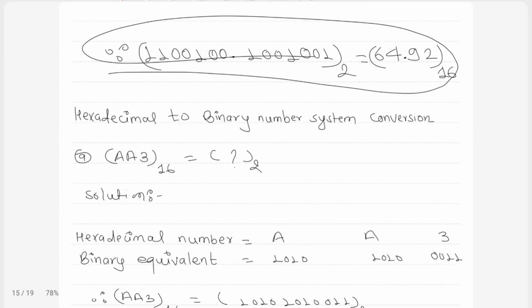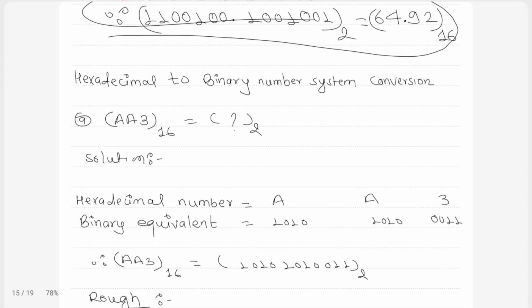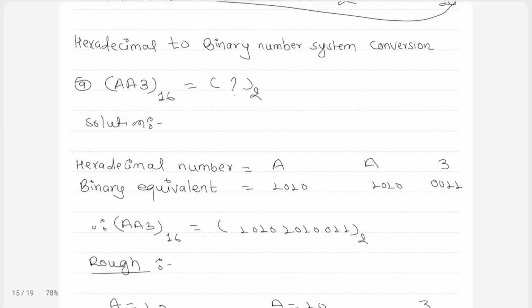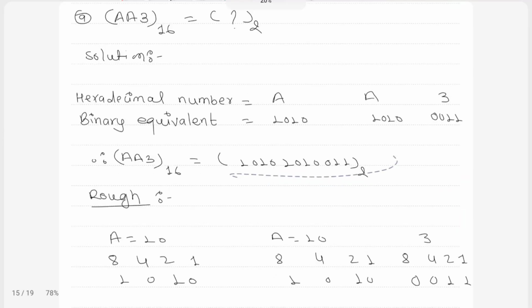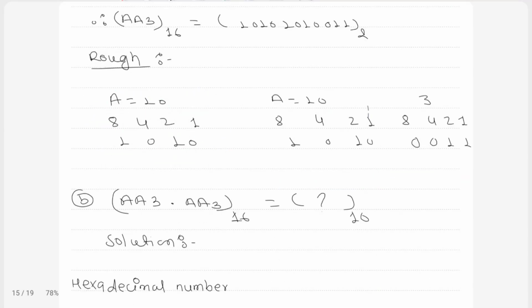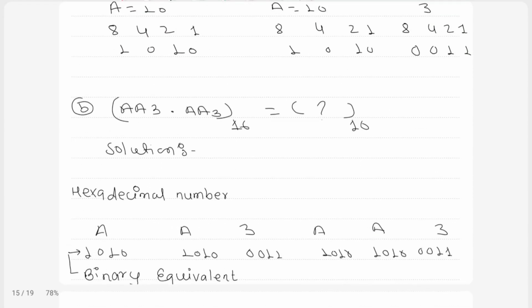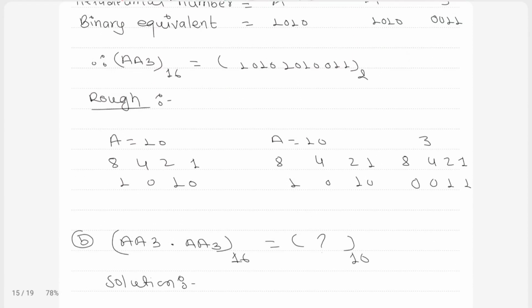Another conversion is hexadecimal to binary number system conversion. So we take an example. First of all, I write the hexadecimal number A3 and write down its binary equivalent. Then after that, easily you can look here. In octal number conversion we take 3 digits. In hexadecimal we take 4 digits. So we take 1 2 4 8.